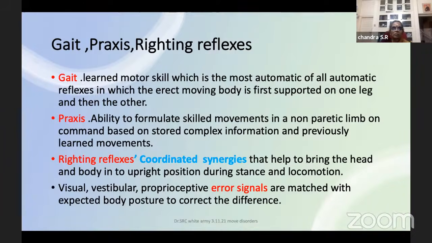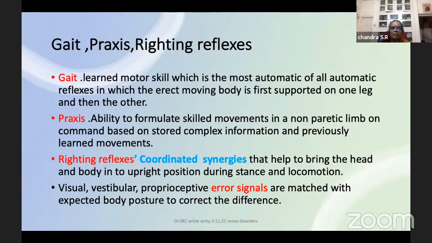Praxis is the ability to formulate skilled movement in a non-paretic limb. So praxis is the ability to formulate skilled movements, like piano playing or doing some dancing movement or typing movement, in a non-paretic limb, based on command, on stored complex information and previously learned movement. You have learned it before, that information is stored, and on command you execute it. That is praxis. What are righting reflexes?